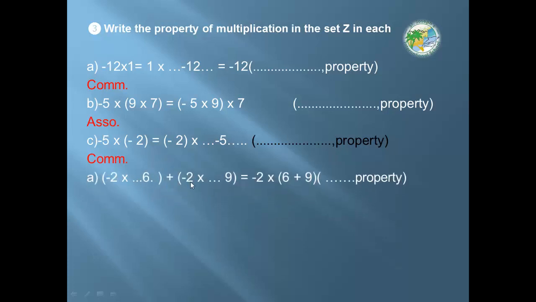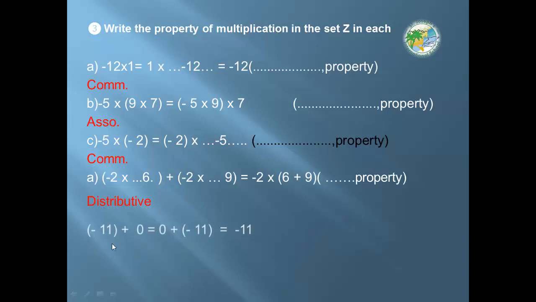Negative 2 times 6 plus negative 2 times 9 equals negative 2, we take negative 2 from this side of the bracket, and here we took negative 2 as a common factor, then times 6 plus 9. Then which property? Which property? The multiplicative property, what is it then? You have 30 seconds, Primary 6. Come on, think about this question. Bravo, the distributive property, fine, excellent.